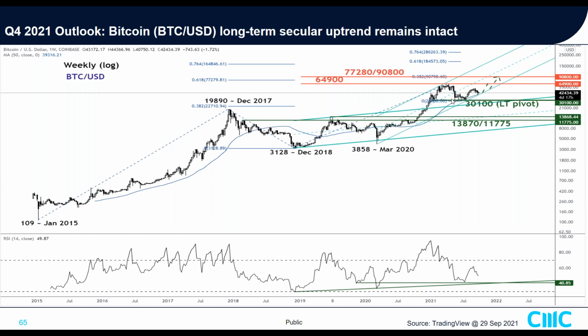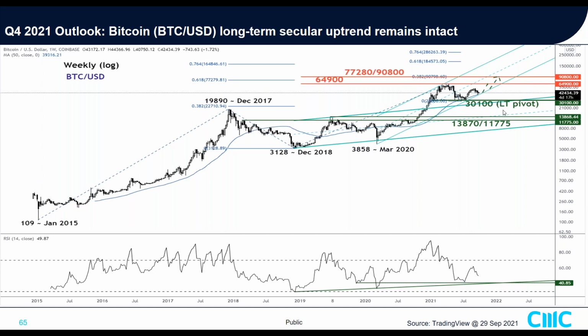During this consolidation, it actually managed to hold at the 50-week MA, as well as this ascending channel support that I drew from the March 2020 low. As long as this key support at the 30,100 level holds, potentially we could see another test of the all-time high met in April at 64,900. A break above should take us to the next resistance level, a confluence of Fibo expansion levels at 77,280 and 90,800.